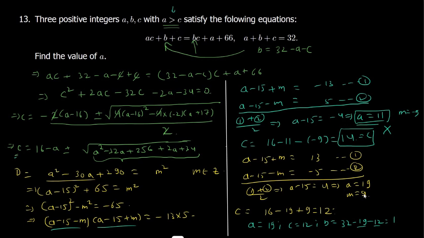So yes, this is the only possible combination when all three will be positive integers satisfying all these equations, all these constraints. You can try the other two combinations as well on your own, where you put one of them as minus 65, another as 1. And one time one is 65 and another is minus 1. You won't get all three of them as positive integers satisfying both these equations. So the only possible combination will be when a equals 19.